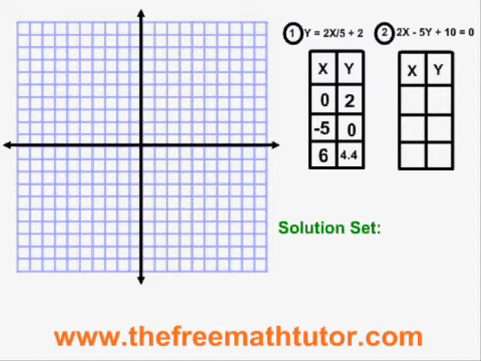For the equation on the right, equation 2, if x is equal to 0, y is equal to 2. If y is equal to 0, x is equal to negative 5. And for a third point, if x is equal to 8, y is equal to 5.2.